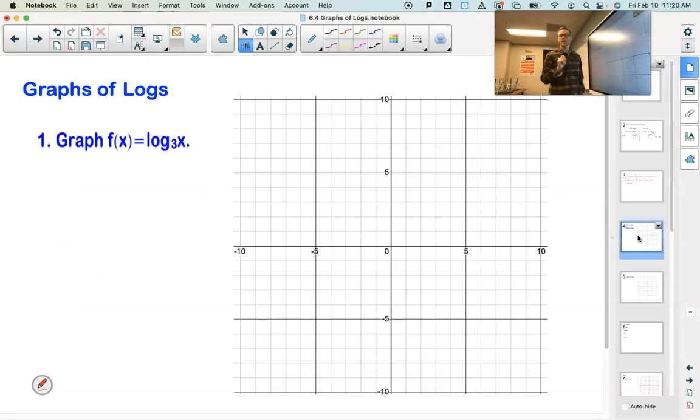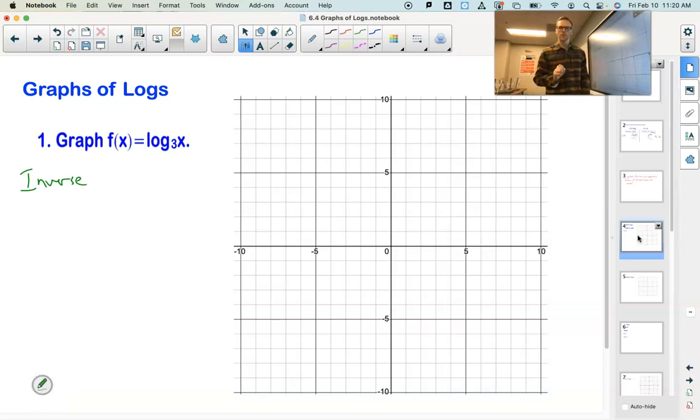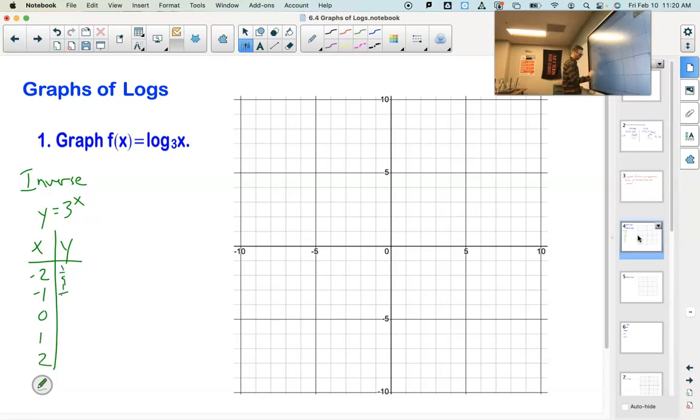If I want to graph f of x equals the log base 3 of x, I first am going to identify its inverse. Logarithms and exponentials with the same base are inverses. So what's the inverse of y equals the log base 3 of x? It's y equals 3 to the x. Can we graph points on y equals 3 to the x? I hope so, right? We've done this. We've been working on this. What are points on y equals 3 to the x? -2, 1/9; -1, 1/3; 0, 1; 1, 3; 2, 9. Let's graph that.